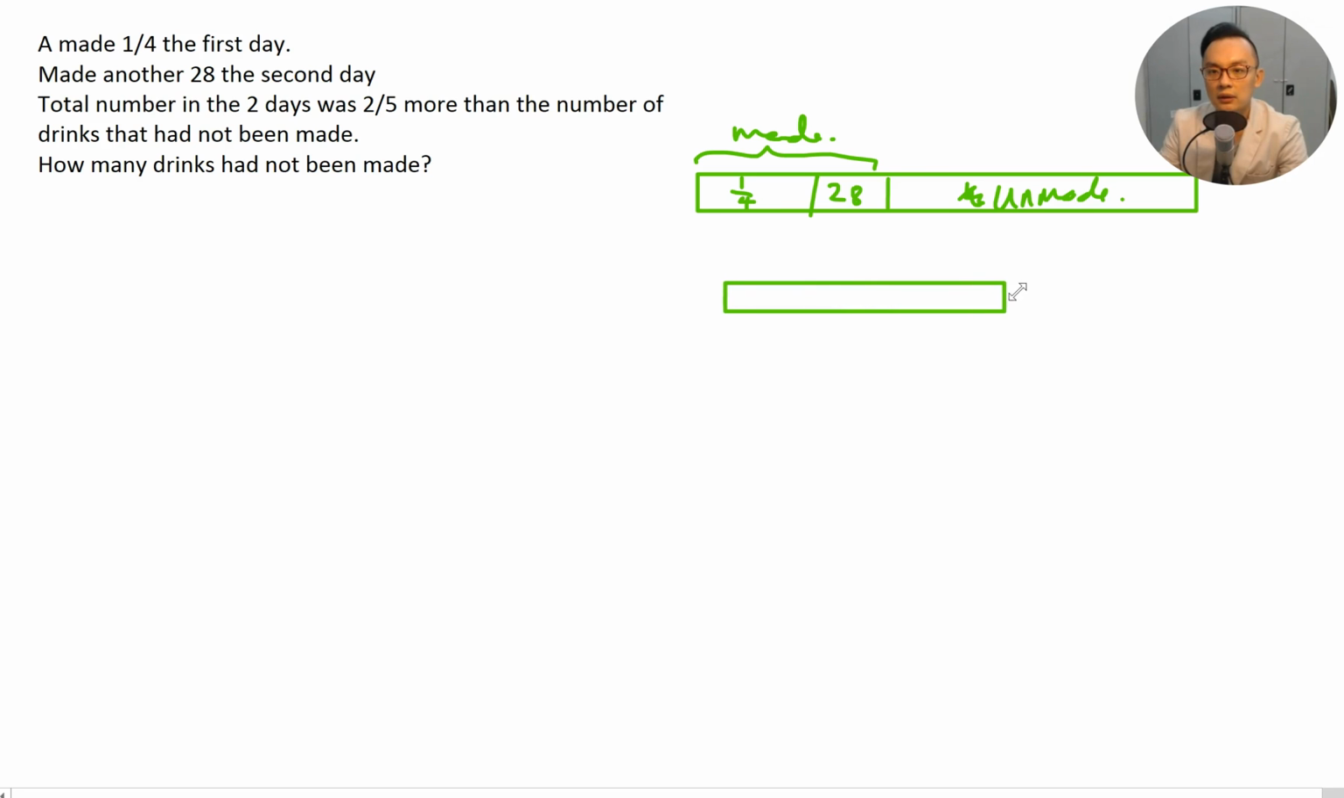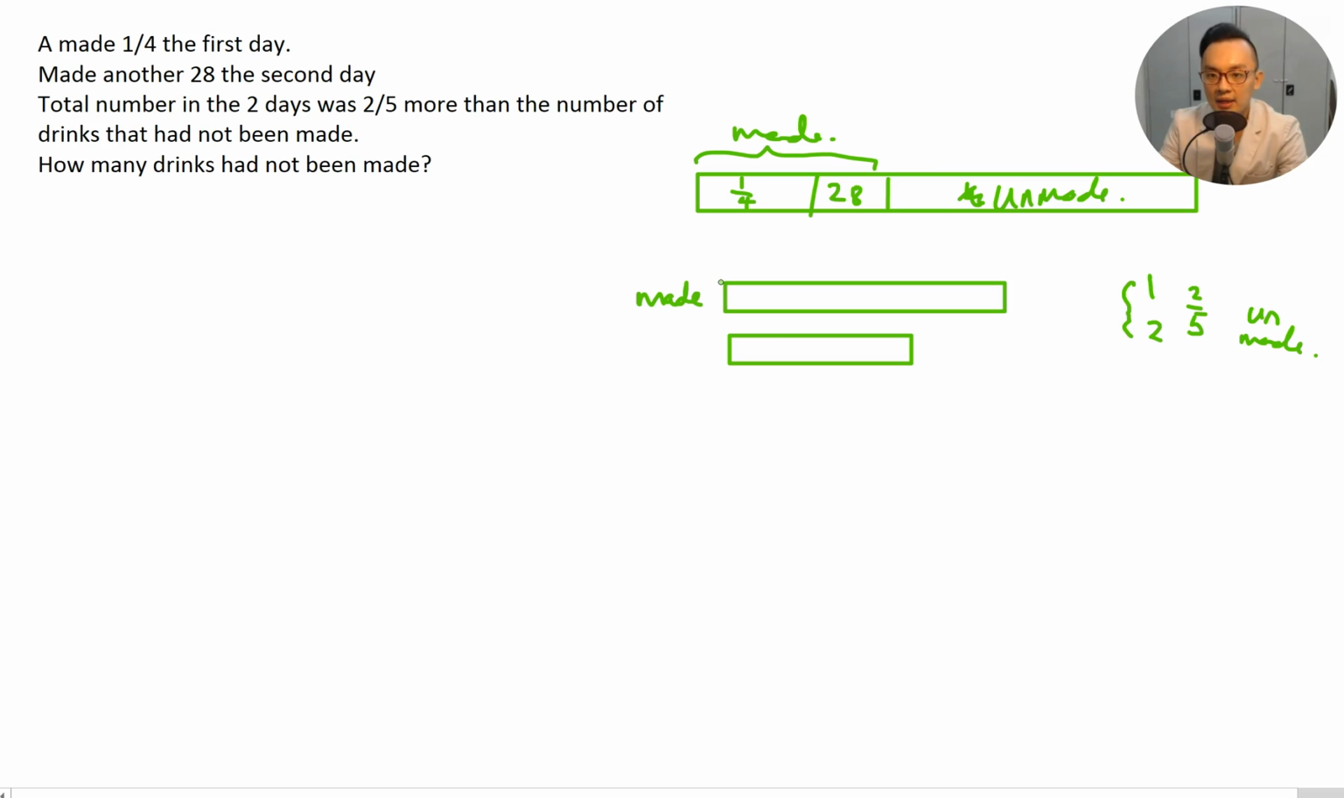So this is 1, and then we need to draw something that is lesser, okay? And then we need to figure out how much lesser and who has more and who has lesser. So total number in the 2 days was 2/5 more. So first 2 days, so 1 day, 2 days. So first 2 days was 2/5 more than the unmade.